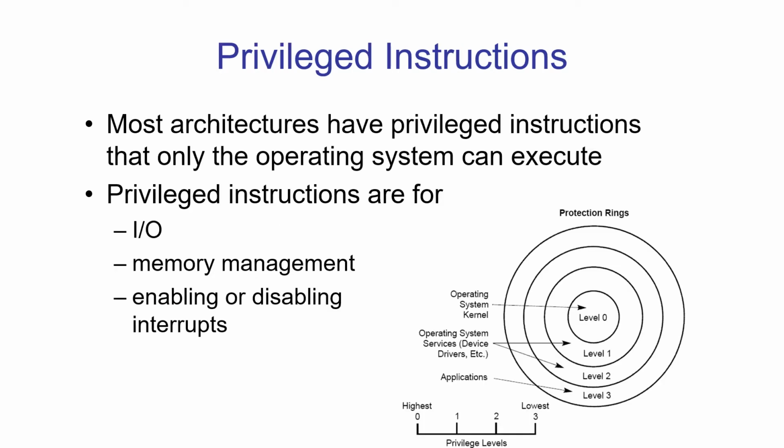Most architectures have privileged instructions. That is, there are some things the operating system can do that user programs are not allowed to do. In particular, privileged instructions, for instance, for I/O. There's a start I/O instruction that only the operating system can do and not user programs. Memory management, changing your page tables, and of course, enabling or disabling interrupts. User programs cannot do that, but if that needs to be done, they can make a request to the operating system.